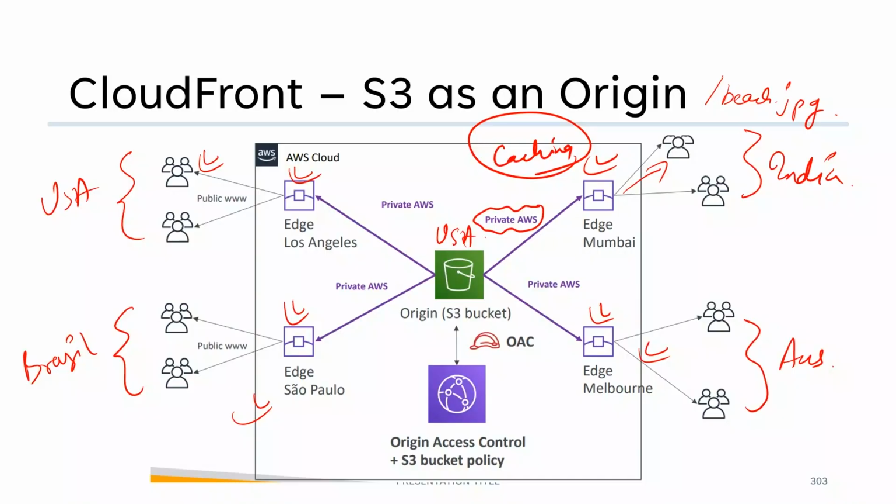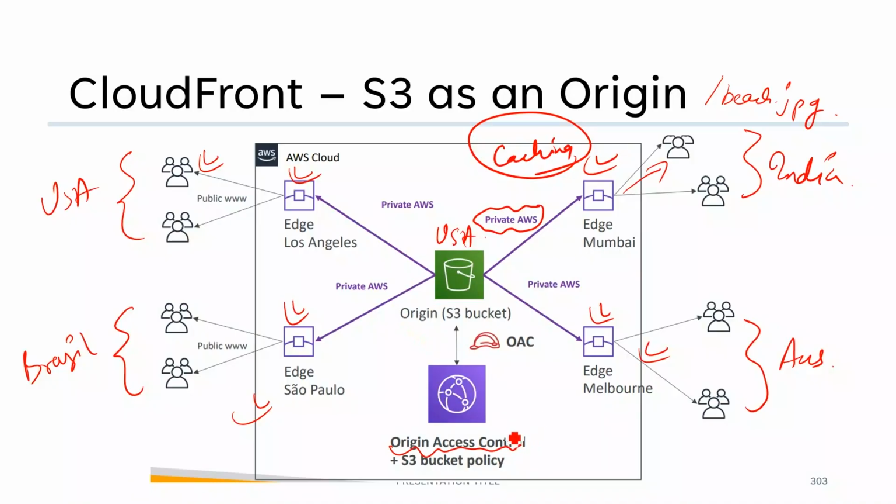So this is S3 as an origin. And yeah, basically there is an origin access control. Basically what is happening is that with CloudFront, you are giving permission to CloudFront to access your S3 bucket. No one else will be able to access the S3 bucket. If someone wants to access your S3 bucket, that person should go through your CloudFront DNS URL. Got it? So it's as simple as that.